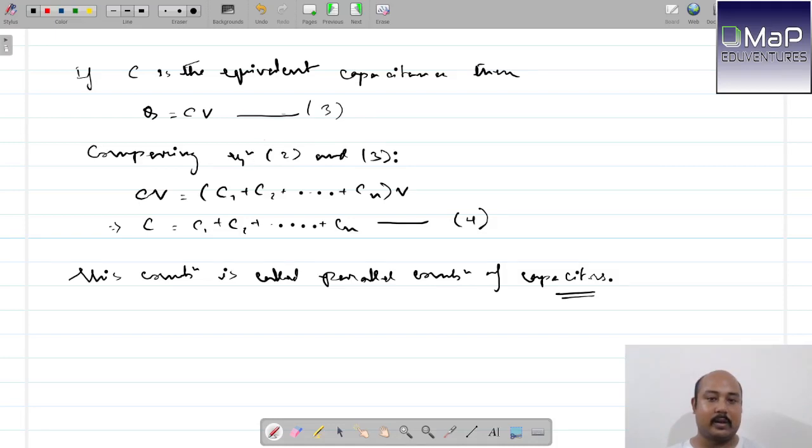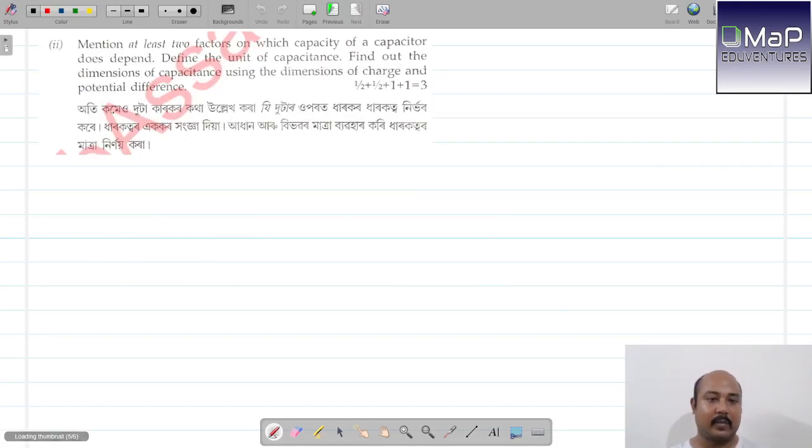The second part is: mention at least two factors on which the capacity of a capacitor depends, then define the unit of capacitance. The third part is: find out the dimensions of capacitance using the dimensions of charge and potential difference. This is a dimensional analysis part. So how do we start this?